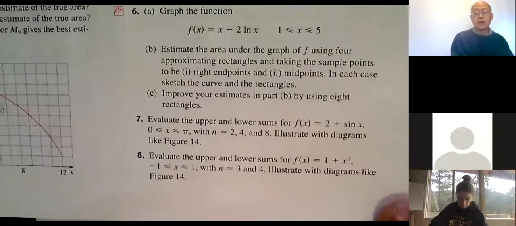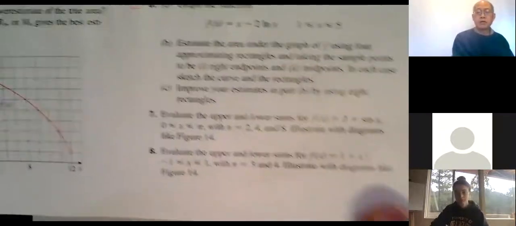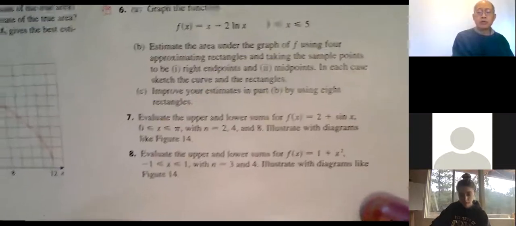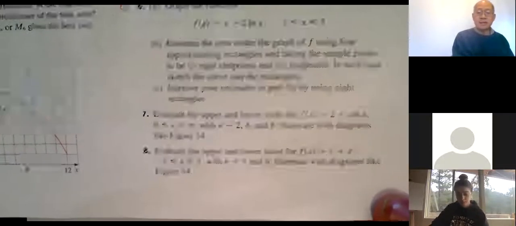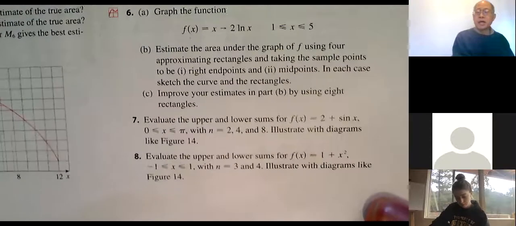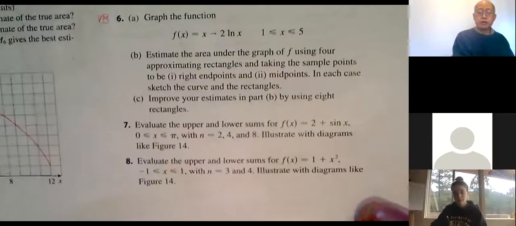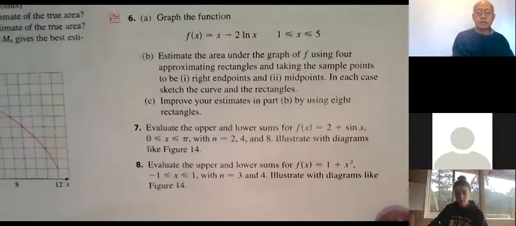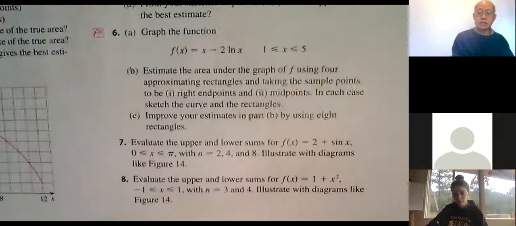Okay, then I was going to show you number 7. Evaluate the upper and lower sums. Notice the language there, upper and lower sums. That means it's not necessarily always the left endpoint, is not necessarily the right endpoint. You look at each subinterval and determine which is considered upper and lower. So it's going to change.